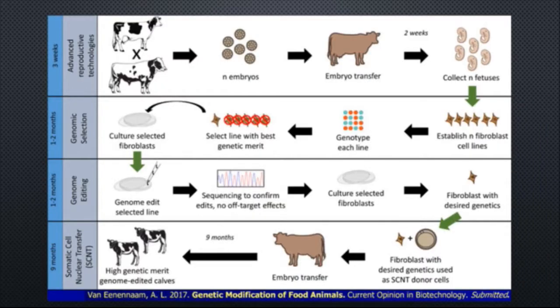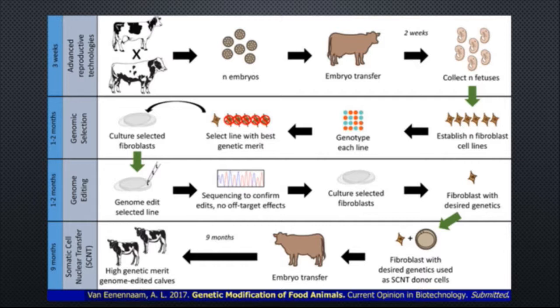So here's where I think this gets interesting, and that is when we start thinking about incorporation of this technology and how we can combine it with other types of technologies to really accelerate genetic progress. So in this particular example, I'm not going to go through every single thing on here, but it starts with a particular mating that produces a bunch of embryos.